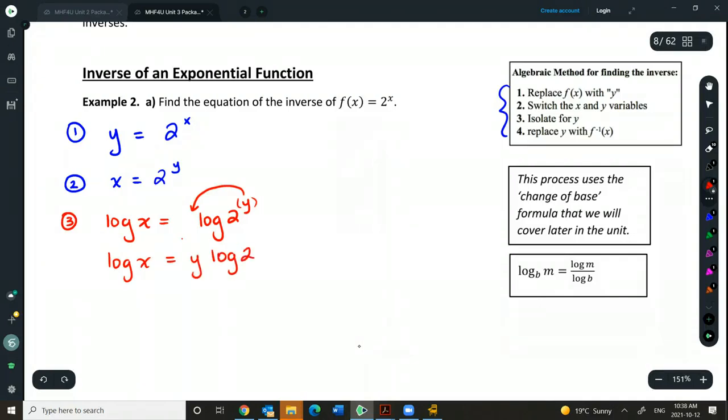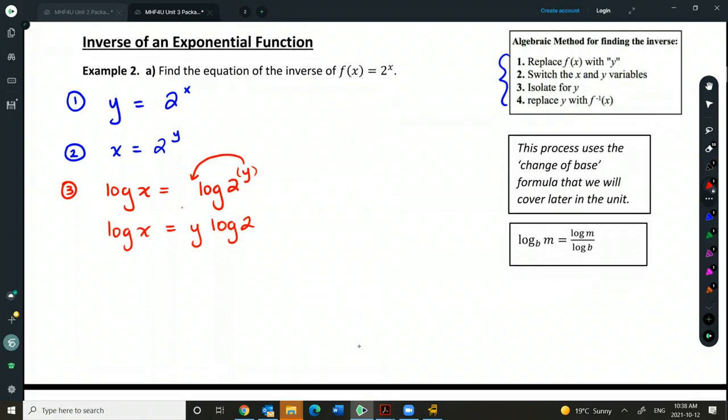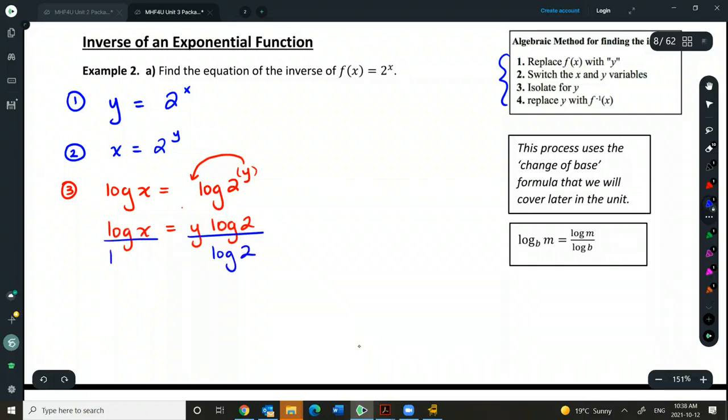Okay, so I'm going to bring that y down. I think we can get y by itself now, right? I just have to divide out the log of 2. These will cancel. Y will be by itself. And now I have y equals the log of x over the log of 2.